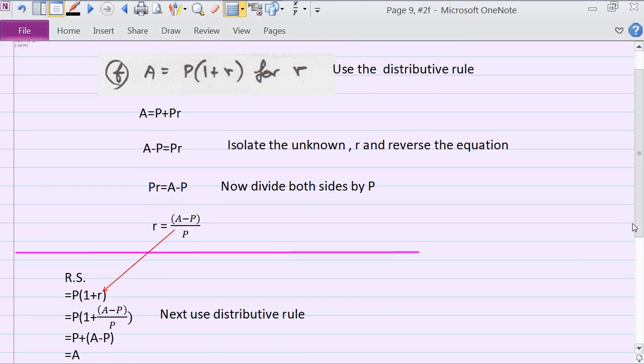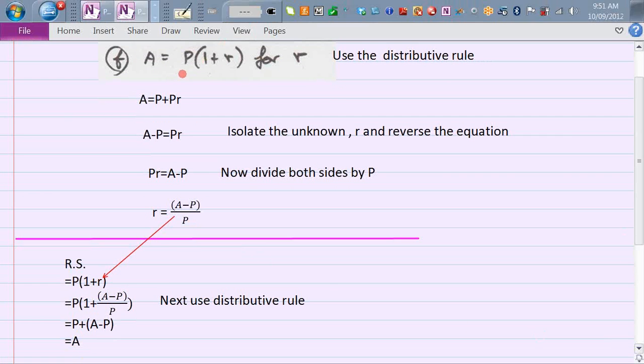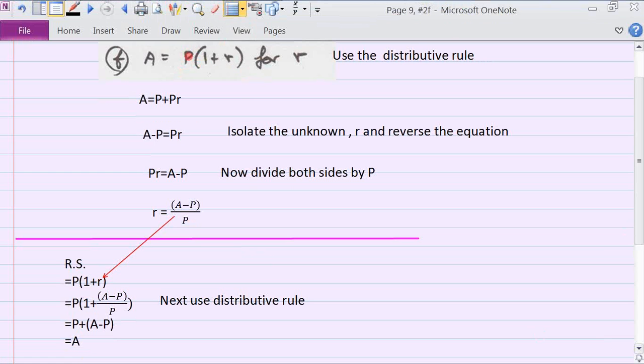So what I'm going to do now is substitute into the right-hand side of the equation. You see I've got R here. I've solved R here, and I'm going to substitute for it on the right-hand side. So I start with the right side, the more complicated side, or the side that has the variable in this case. P, 1 plus R. I found R is equal to this, so I'm going to substitute for it right here. So the R is A minus P over P.